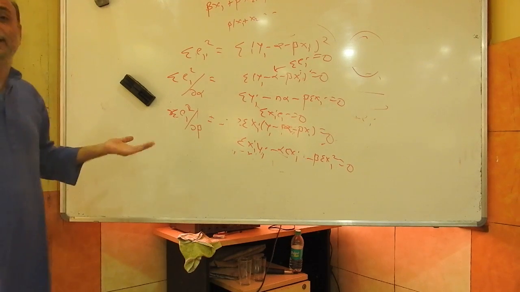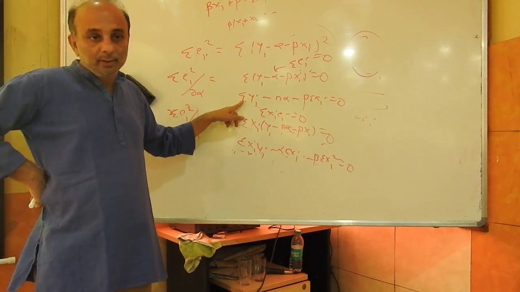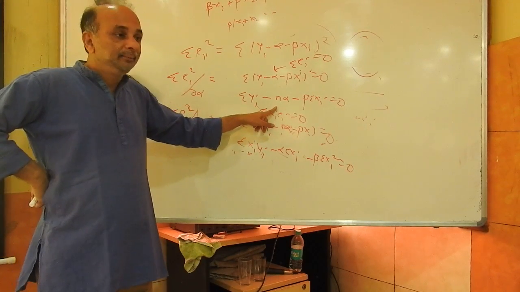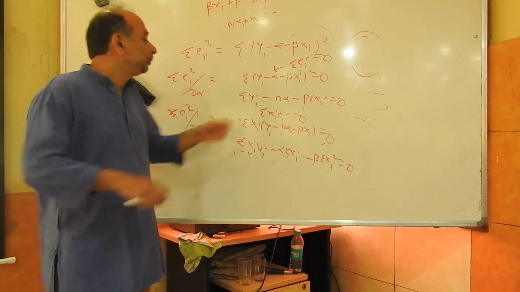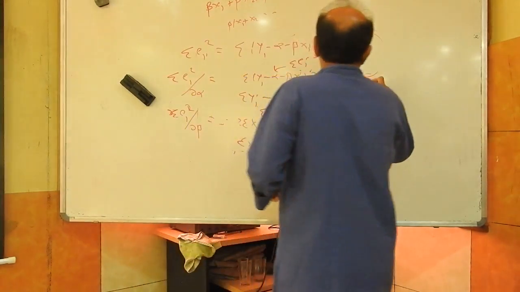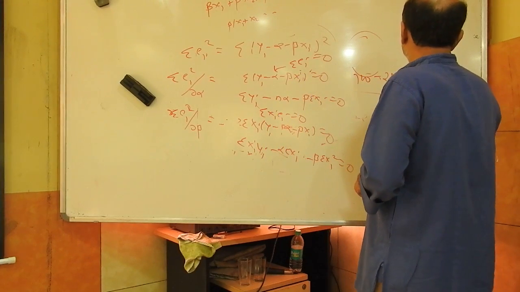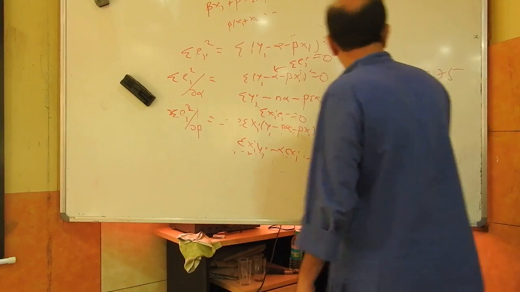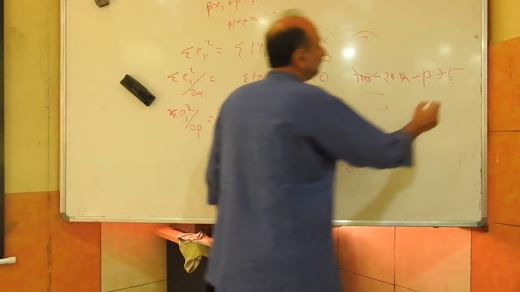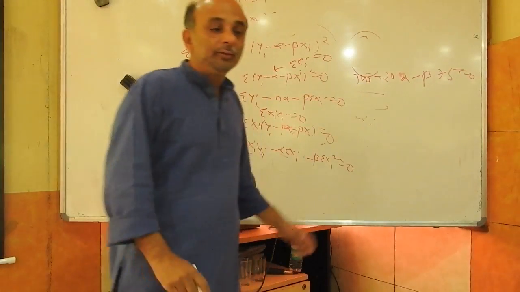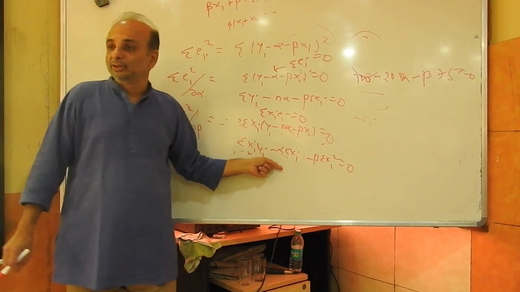Now with particular data values of x and y, you'll always know what is summation yi. You'll know the value of n. You'll know the value of xi. So suppose this is say 100 minus 20 alpha minus beta 75, right, is equal to 0. So I've got one equation in two unknowns. And similarly, this will give me another equation in two unknowns.